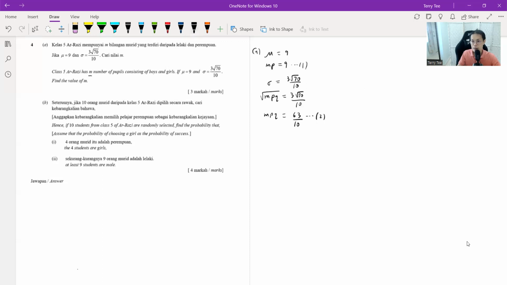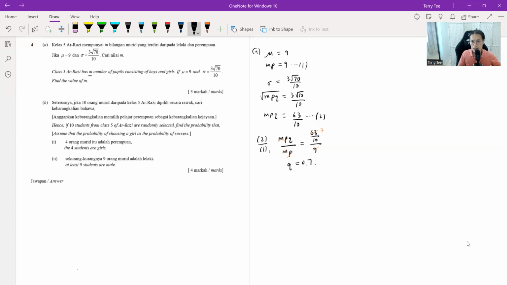Okay, now let's take the second equation here, and I divide by the first equation. So MPQ divided by MP is now 63 over 10 divided by 9. Now notice you can cancel M and M, P and P. I'm left with Q, right? In fact, 63 I can cancel with 9. I'm left with 7, right? So here I got Q equals to 7 over 10 or 0.7.